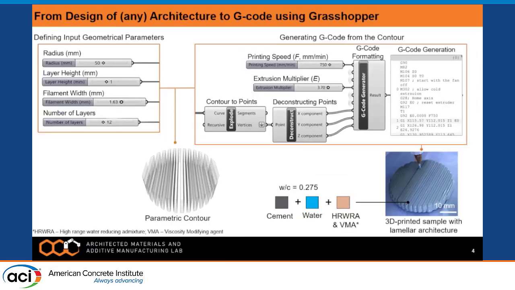So I think we have already been talking about this process of fabrication in our previous presentation. So the setup was being defined. The first thing we did was to define the input geometrical parameters of the architecture, and we created these contours. The contour is just a path, a curve that the print head will follow. And then this contour was deconstructed into points that were taken into the G code. The 3D printed sample is at the bottom. It is with a water cement ratio of 0.275, and we added admixtures, high range water reducing admixtures, and viscosity modifying agents for the flowability of the material.